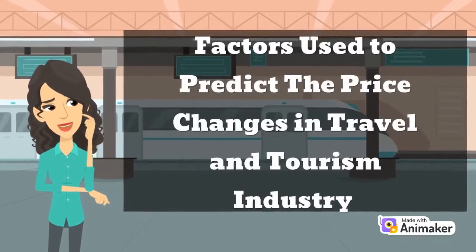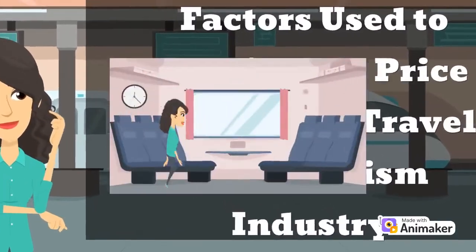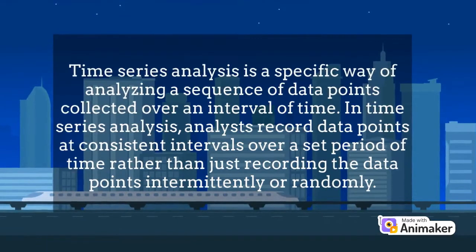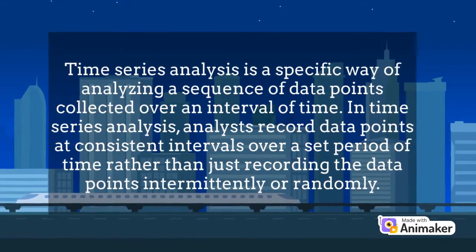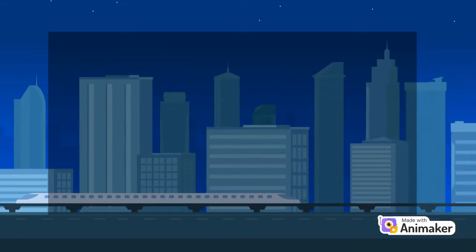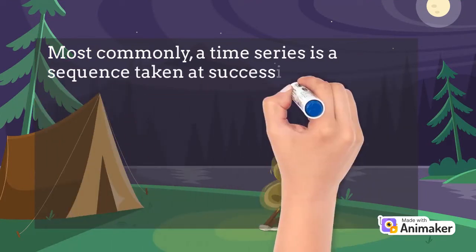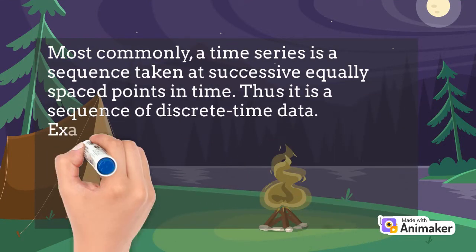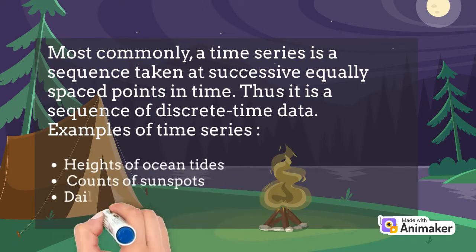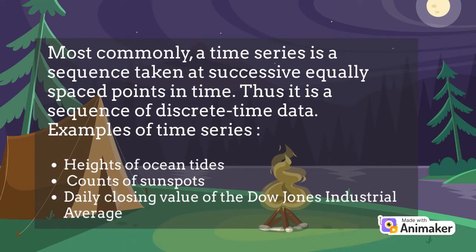Factors used to predict the price changes in the travel and tourism industry. Time series model. Time series analysis is a specific way of analyzing a sequence of data points collected over an interval of time. In time series analysis, analysts record data points at consistent intervals over a set period of time rather than just recording the data points intermittently or randomly. Most commonly, a time series is a sequence taken at successive equally spaced points in time. Thus it is a sequence of discrete time data. Examples of time series: heights of ocean tides, counts of sunspots, daily closing value of the Dow Jones Industrial Average.